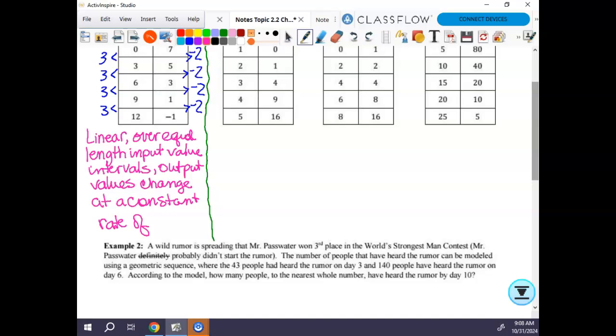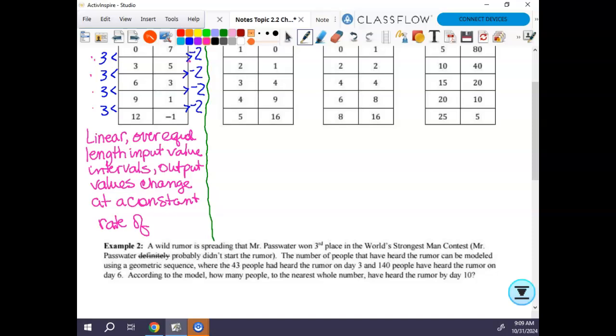But my constant rate of change is not negative 2. It would be negative 2 if these numbers here were all 1. And the reason that would happen is because I would put negative 2 over 1. That's my rate of change. But they're not 1. So even though this is a constant difference that tells me there's a constant rate of change, it's not my actual constant rate of change. Does that make sense to you?